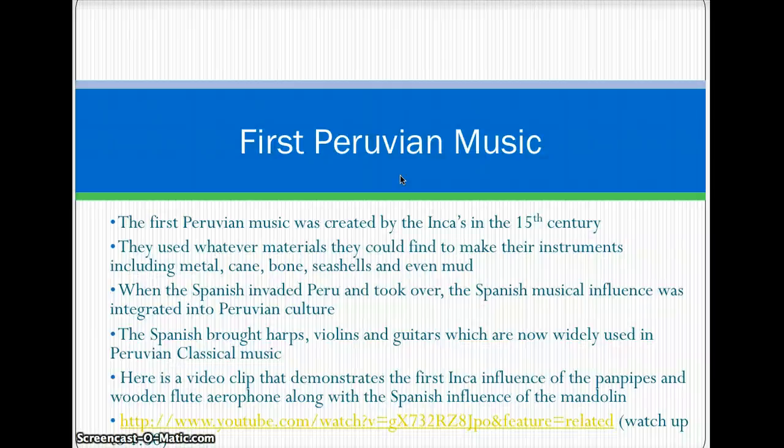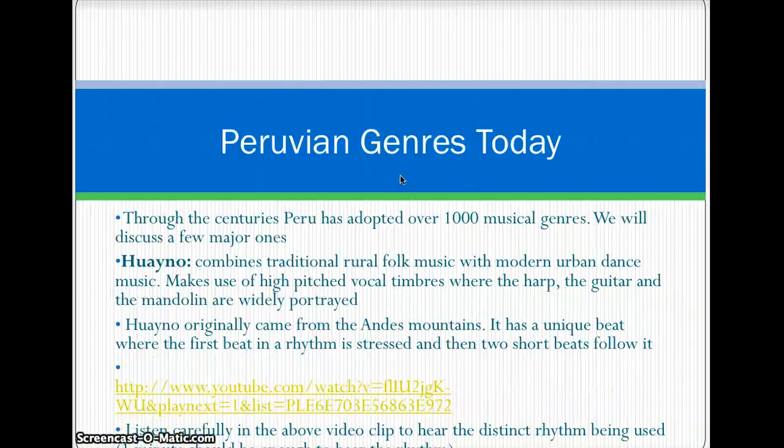So in that clip we saw the panpipes used and the wooden flute along with the Spanish mandolin on the right, so we see both influences in the music. So Peruvian genres today, throughout the centuries, Peru has adopted over 1,000 musical genres, and we're just going to look at a few of the major ones.